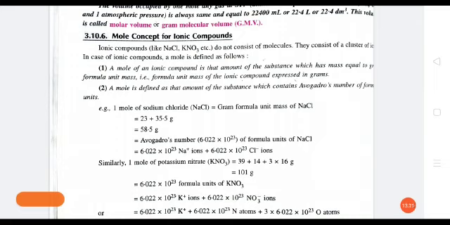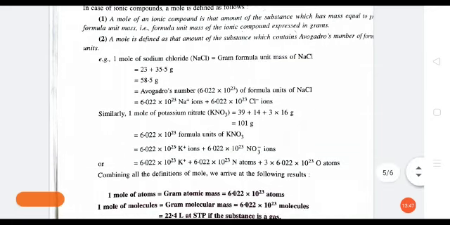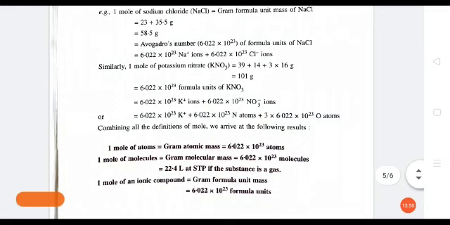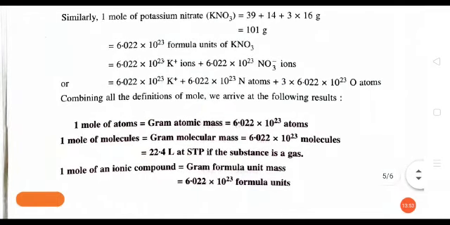See the example, 1 mole of NaCl is equal to gram formula unit mass of NaCl. Na 23, Cl 35.5, on adding we obtain 58.5, which is Avogadro number of NaCl. So for Na positive ions also Avogadro number will be there, and for Cl negative ions Avogadro number will be present. Now see, combining all the definitions of mole, we arrive at the following result. These lines which are written in bold are very important for performing numericals. So learn this formula very well.